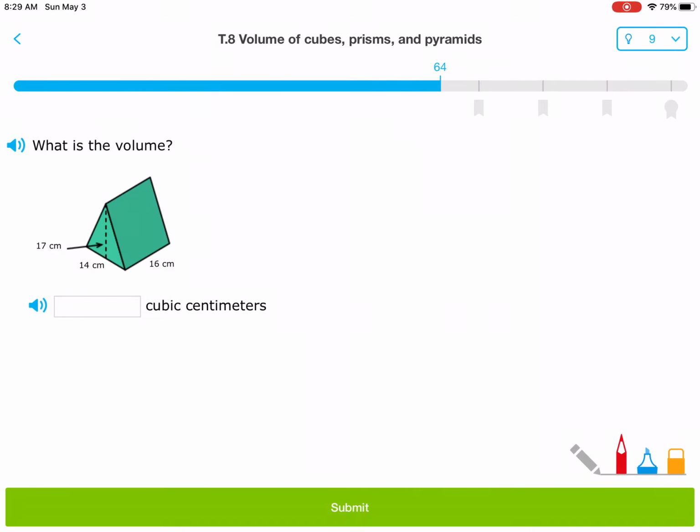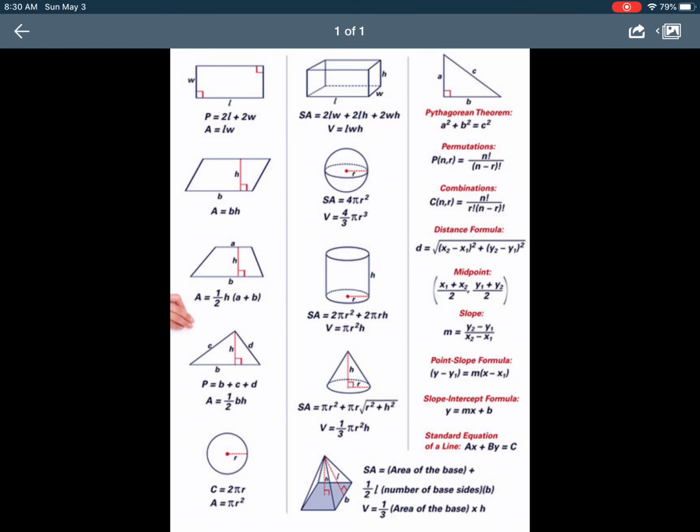What is the volume? Okay, so you have to think about what type of pyramid or shape this is. Okay, it's not a pyramid, it's a prism. Okay, it's a prism with a triangular base. So you're going to find the area of the base. Let's go back and look at that formula sheet. Okay, this formula is not on there.